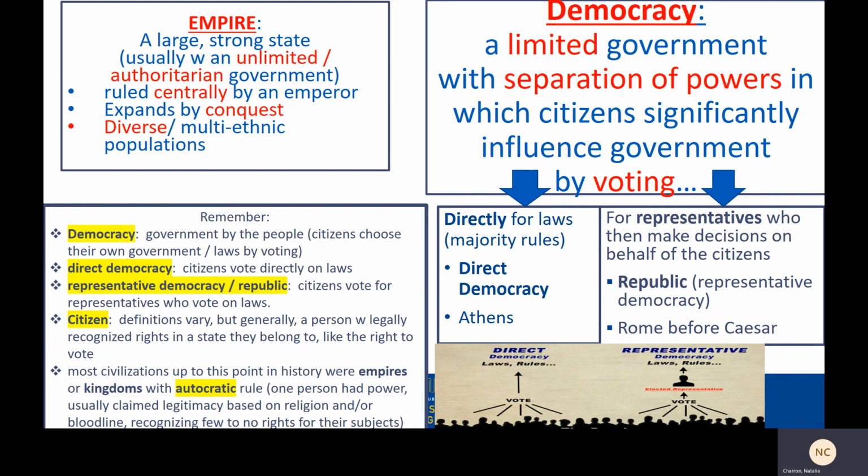An empire, by contrast, is a large, strong state that usually has an unlimited or authoritarian government. So instead of the government responding to the wants of the people, the government tells the people what to do. It's authoritarian. In the classical period, empires were ruled centrally by an emperor. They expanded by conquest, and they had diverse or multi-ethnic populations because in expanding by conquest, they conquer other people who then become absorbed into the empire.